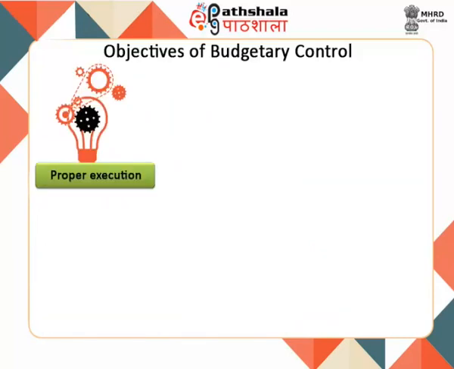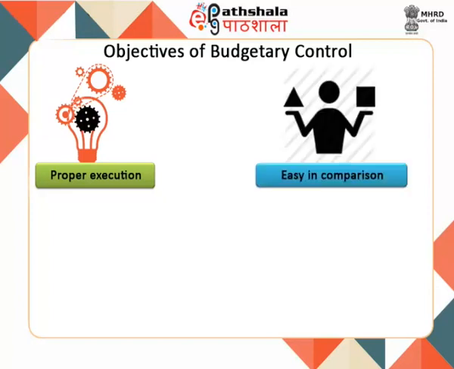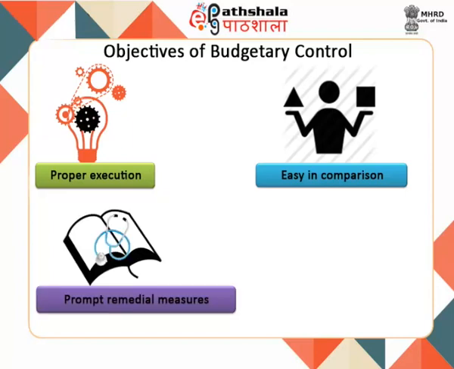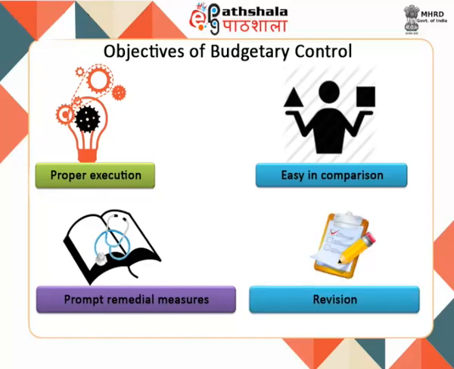Number 5. Proper execution, that is, to ensure that all activities are proceeding in the manner envisaged in the budget. 6. Ease in comparison, which is to compare the actual performance against the budget and draw attention to the deviations observed. 7. Proper remedial measures, implying taking proper measures in case deviations are noticed to prevent discrepancies in future. 8. Revision, that is, to revise the budget in the light of changed circumstances.